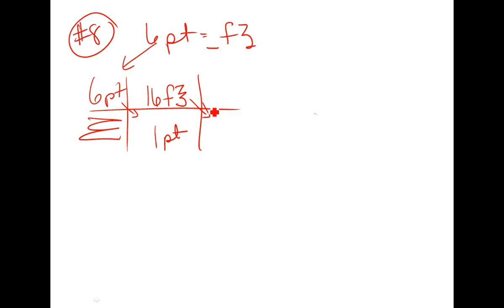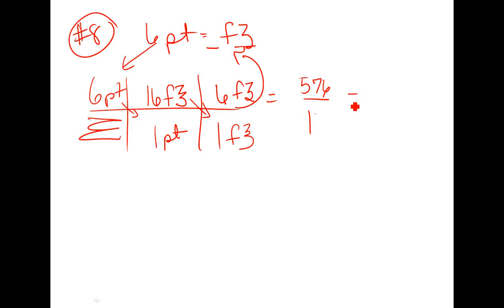So can't stop yet because we need drams, not ounces. So if you have ounces there, ounces has to go here. And look at your chart. 1 fluid ounce is equal to 6 fluid drams. And that's what we're looking for, so we can stop. 6 times 16 times 6 is 576, and 1 times 1 is 1. So it's 576 fluid drams. And you do all 10 of those that way.